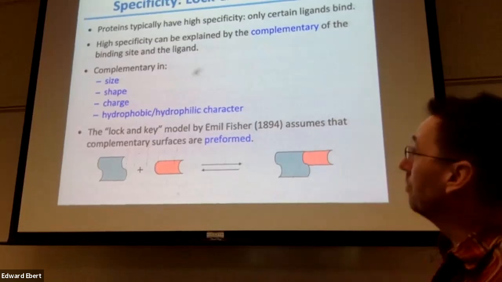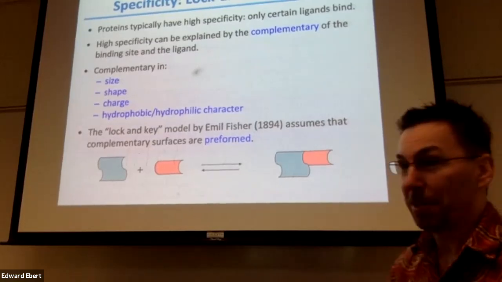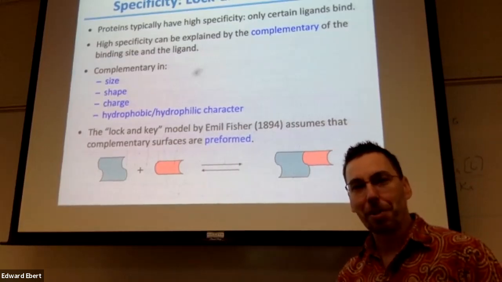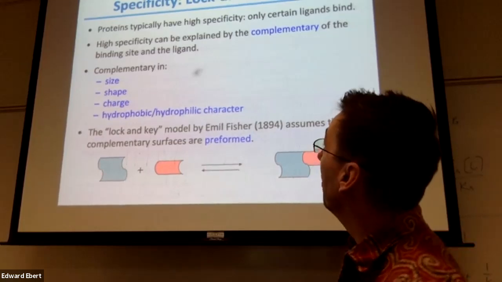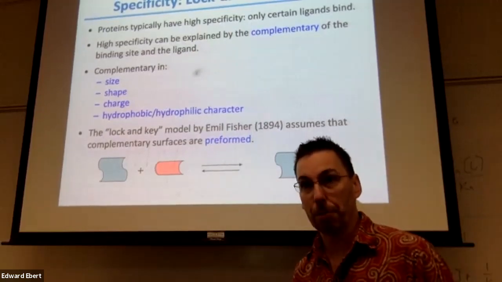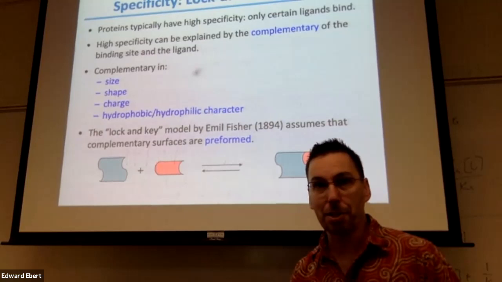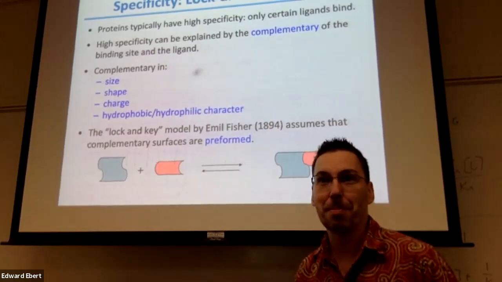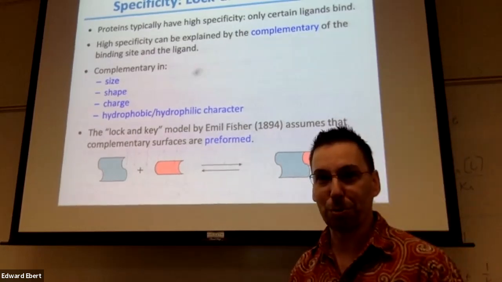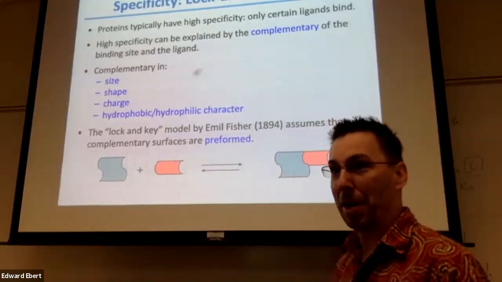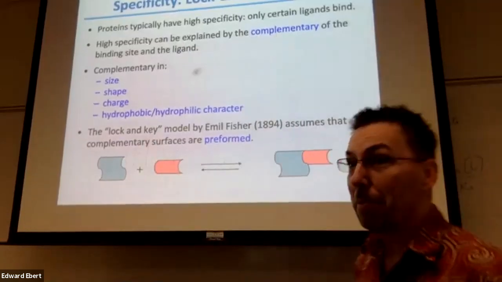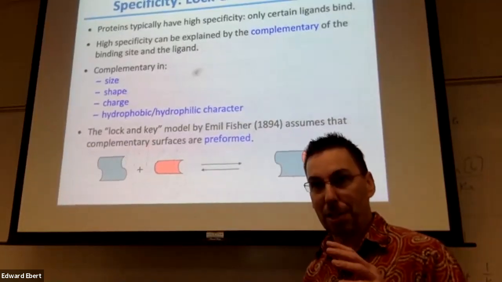All right, so let's talk about specificity and how people thought about it historically, and then ways that our initial models have been improved. A lot of proteins typically have really high specificity. They're only going to bind with particular ligands. We might have NADH binding molecules, or ATP, which binds to a lot of things, but also glucose binding molecules, or concanavalin A, which binds mannose. This very high specificity can be explained by complementarity of the binding site with a ligand.